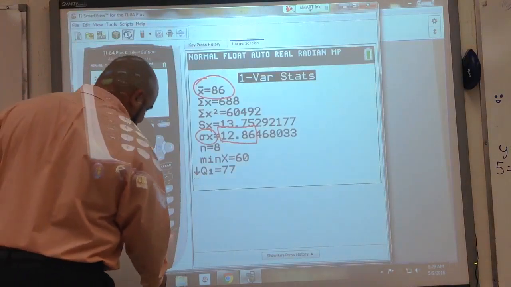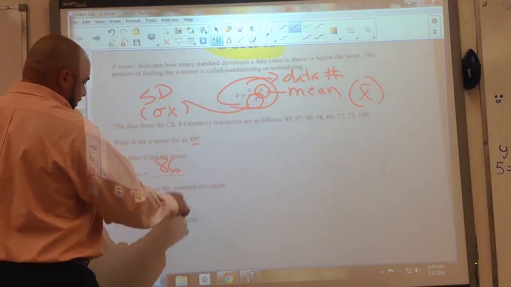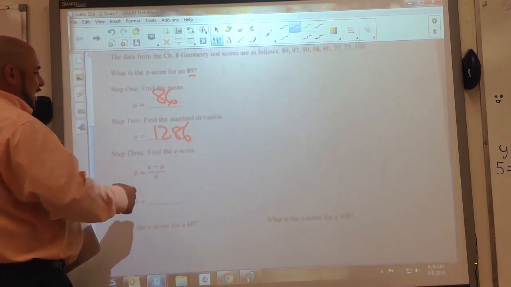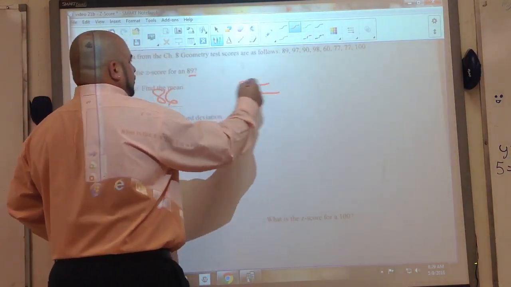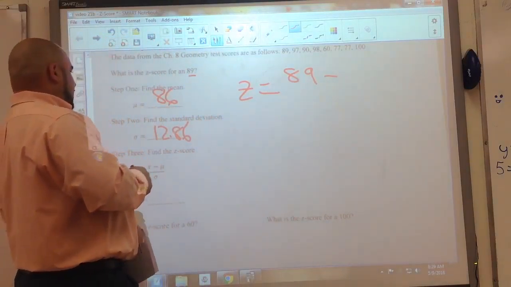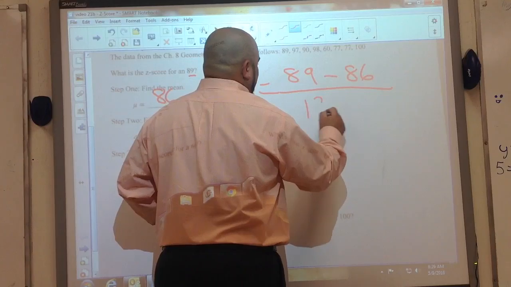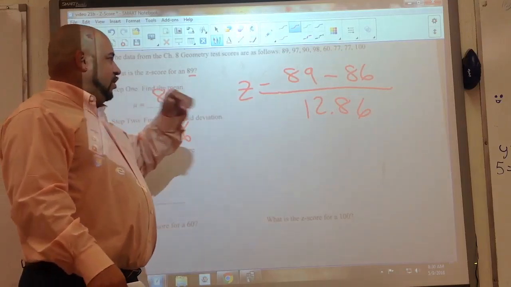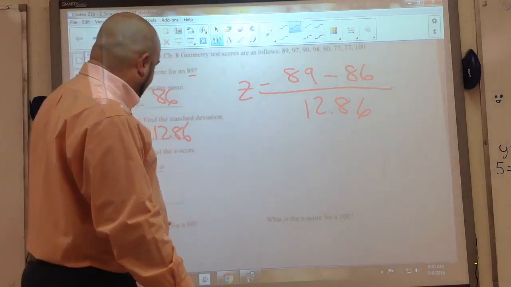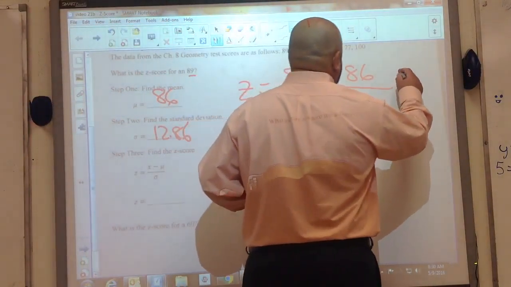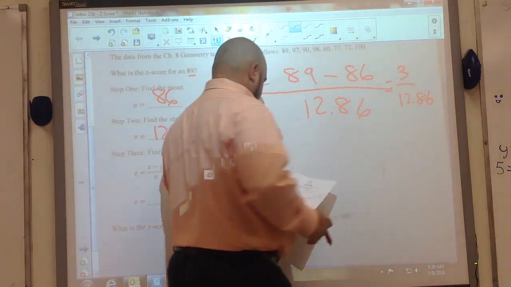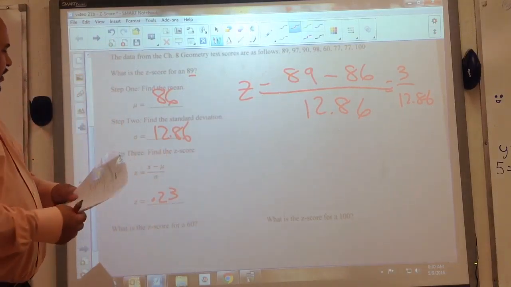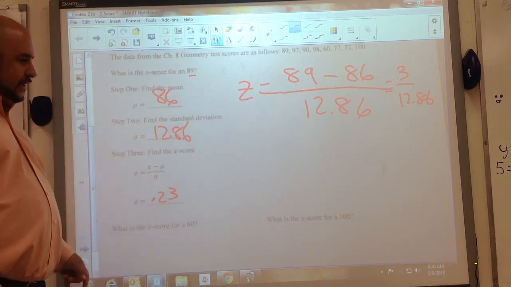Now we're going to find the z-score. So I've got here 86 and 12.86. It says find the z-score for 89. So z equals, we're going to put 89 for our data, our number for the data. The mean is 86. And we're going to divide all that by your standard deviation, which was 12.86. So turn your calculators back on. Subtract 89 minus 86, which is 3, and divide that by 12.86. So 0.23 is your z-score for an 89.